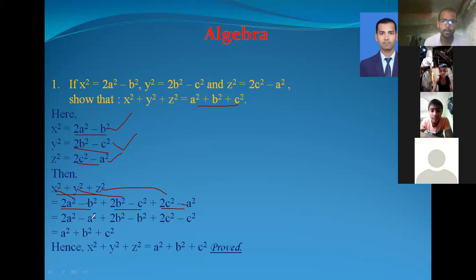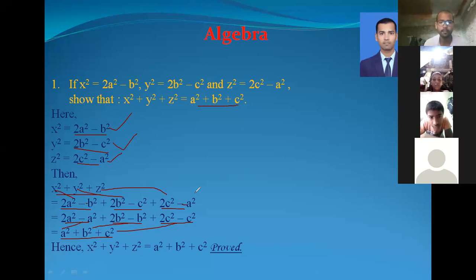Here a square is subtracted from 2a square, so we got a square. In the same way, b square is subtracted from 2b square, so we got b square. Similarly, 2c square minus c square is c square. Altogether we got the answer a square plus b square plus c square.